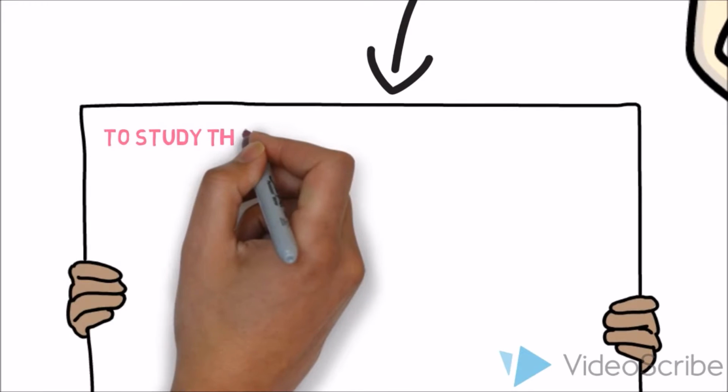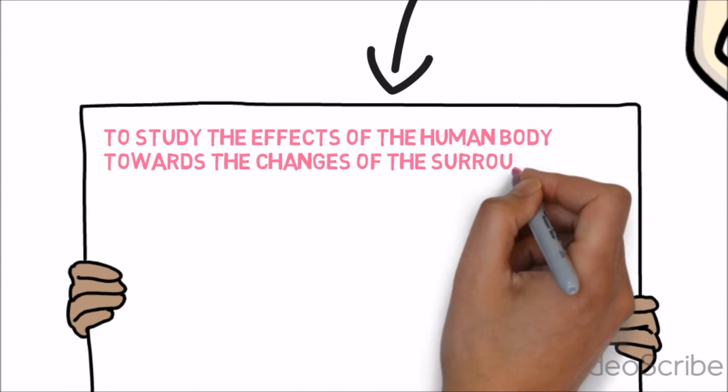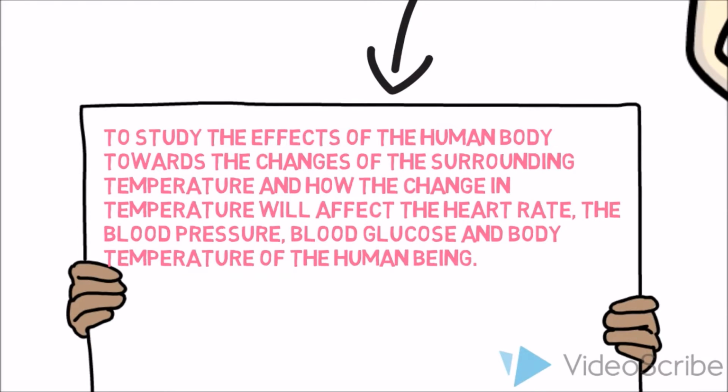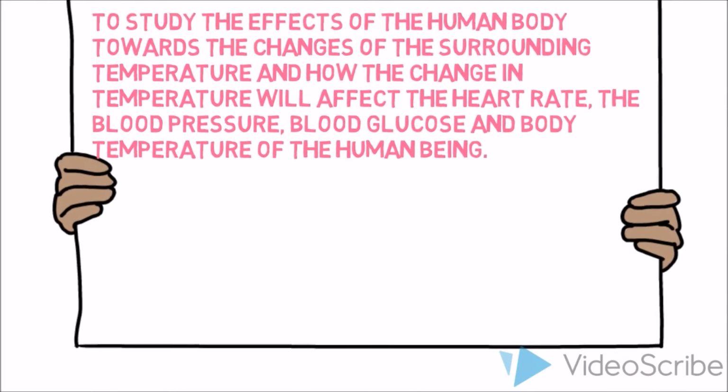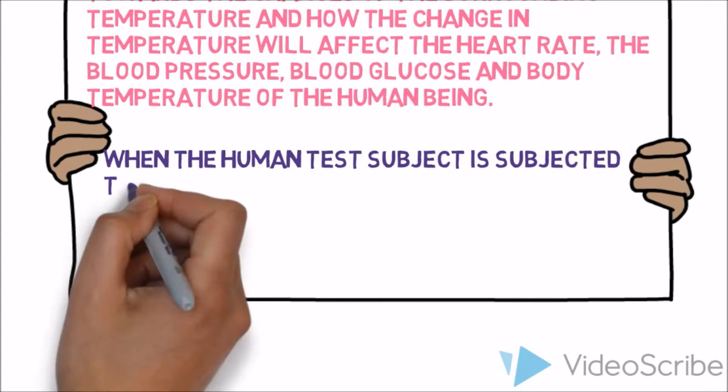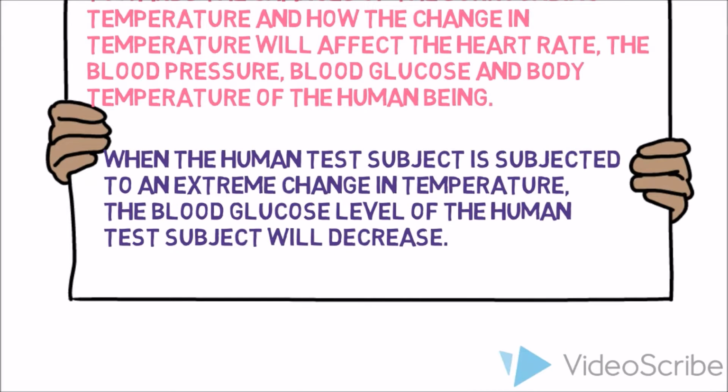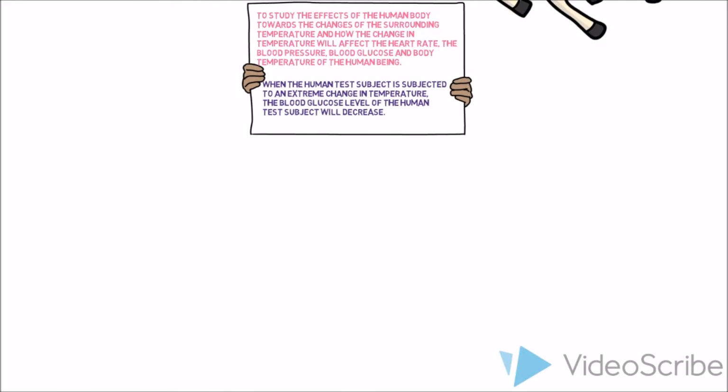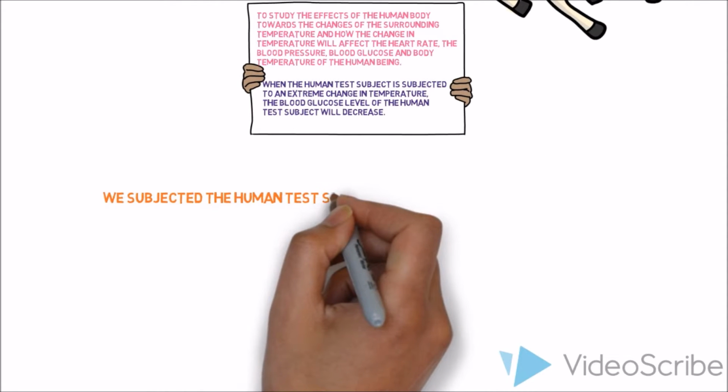Experiment. So we decided to do an experiment on metabolic rate. Now we could have gone for the easy, boring yeast experiment, but we decided to study the effects of a change in surroundings on the human body. And our hypothesis was that when a human test subject is subjected to an extreme change in temperature, the blood glucose level of the human test subject will decrease.